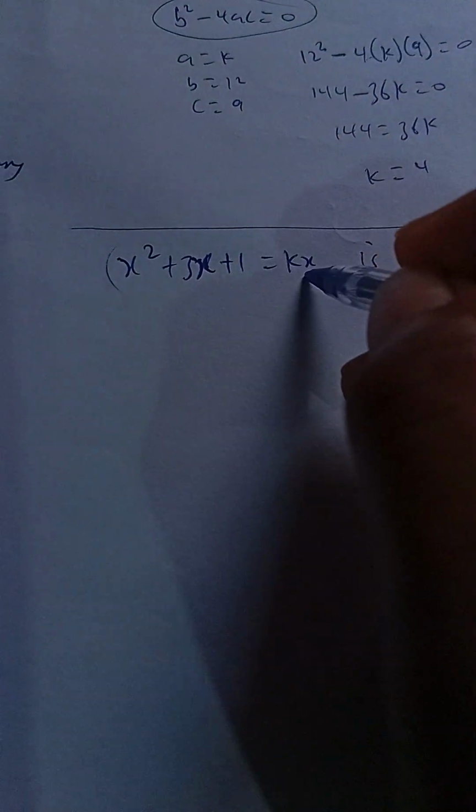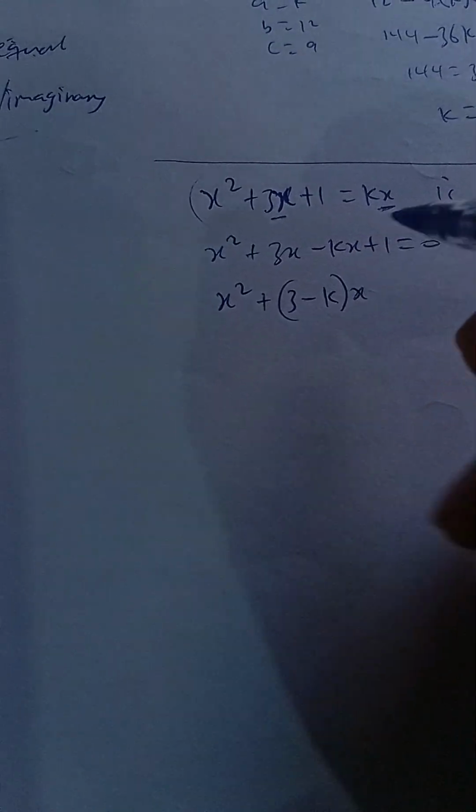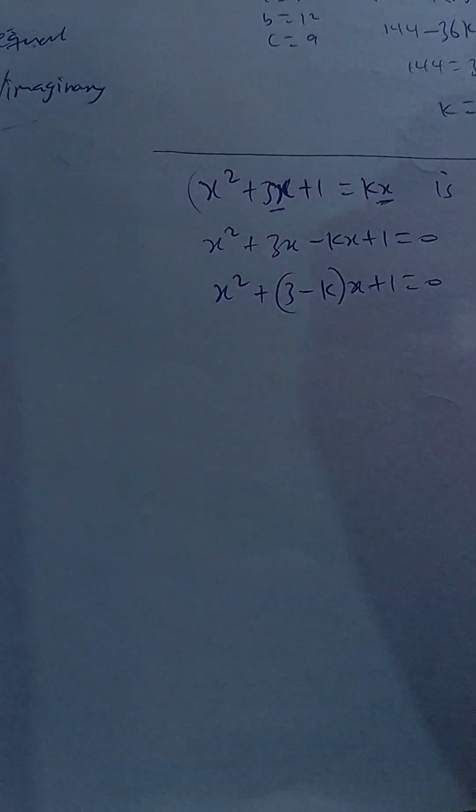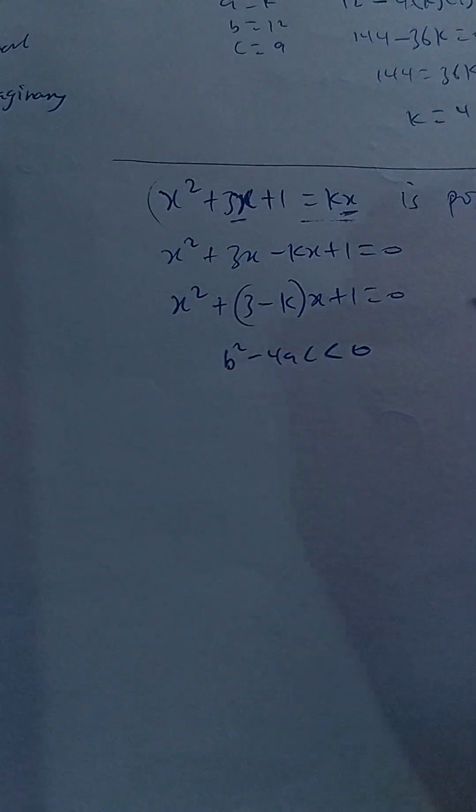So let's rearrange this. We can see x here, we can see x here. So let's group like terms: x squared plus 3x minus kx plus 1 equals 0. I think we should factorize the x out. So now we have this. So b squared minus 4ac should be less than 0, since they said that the quadratic equation is always positive, or is positive.